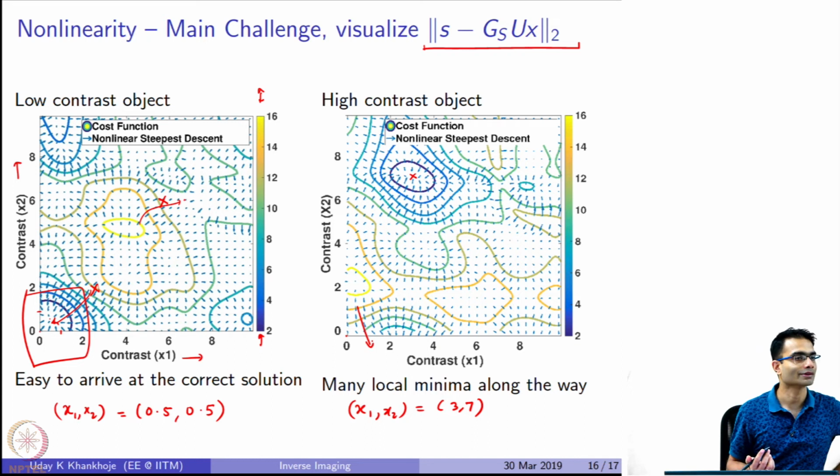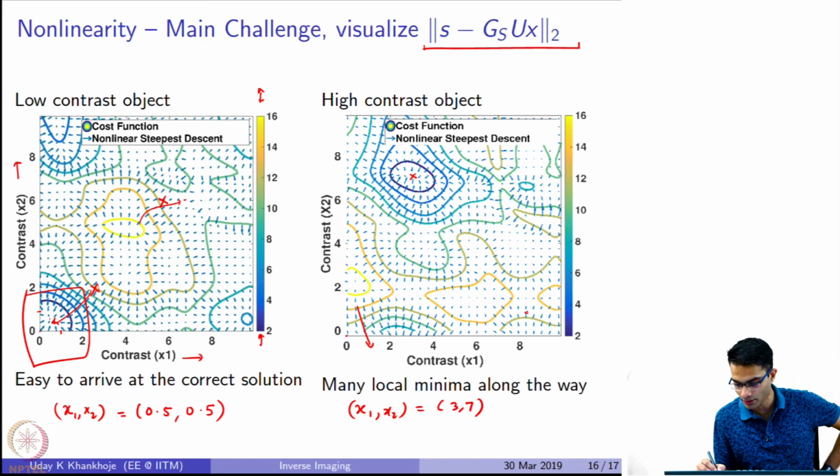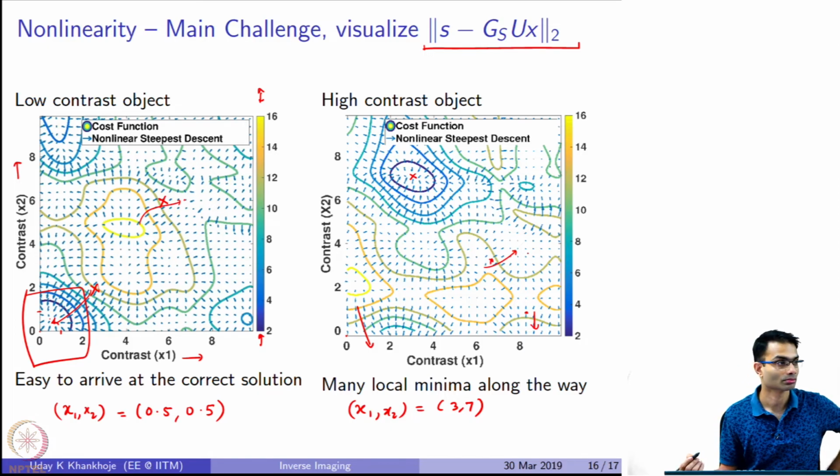So, there is no hope actually. I just don't know where to start from. If I start from some random point, if I start from here, again I go down. If I start from, let's say, here and I reach over here, gradients are 0, right.